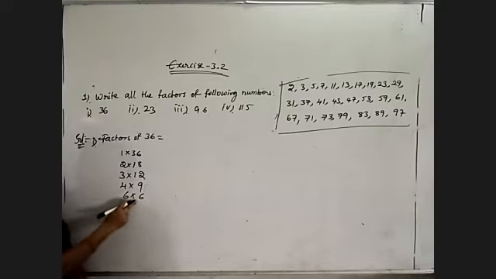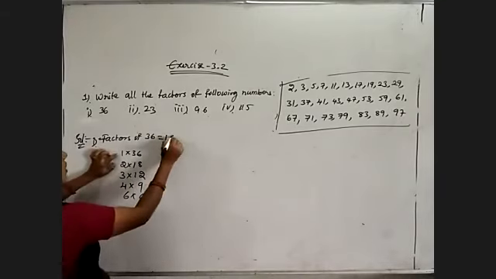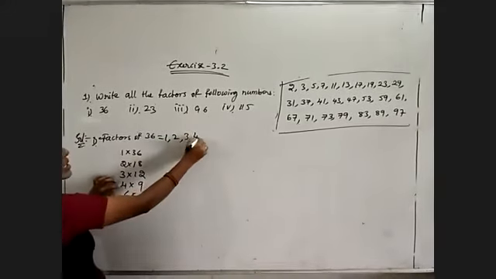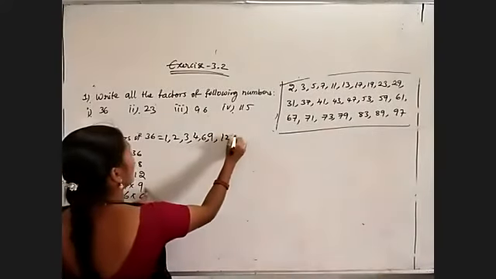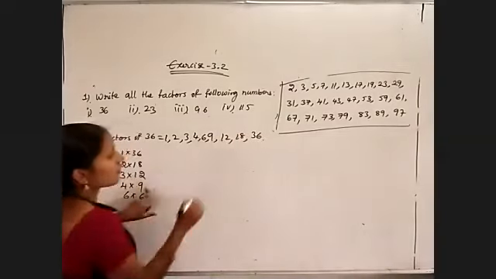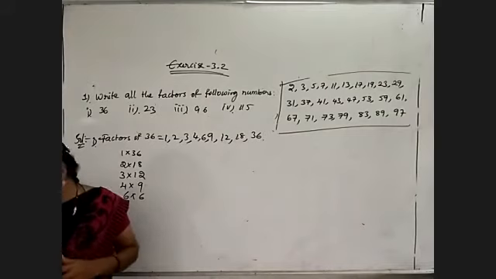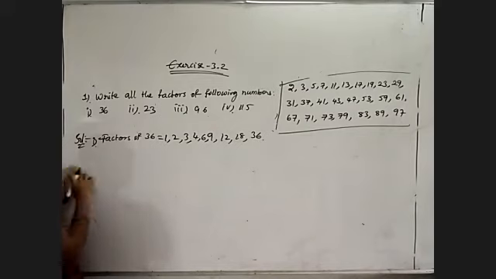So 6. After that 7, 8 we will not get. 9 table only. 9 already came. Next 12. Next 18. After that 36. That's all. What are the factors of 36? 1, 2, 3, 4, 6 and 9, 12, 18, 36. These are the factors of 36. Okay. Now coming to the next question. This one you need not indicate here. You can do it beside also. Now coming to the second one. Factors of 23.